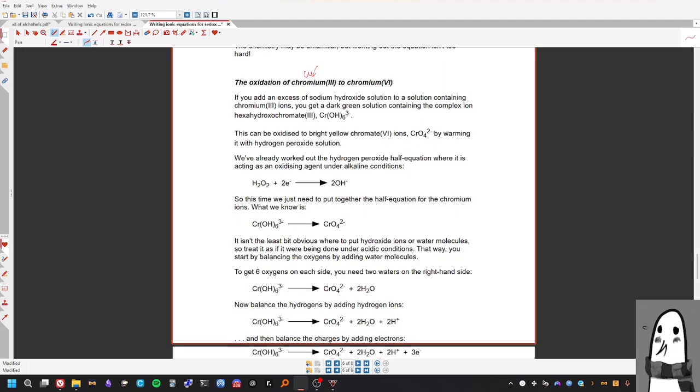But anyways, so if you add an excess of sodium hydroxide solution to a solution containing chromium 3 ions, well, you're getting that final result having a complex ion, hexahydroxychromate. That sounds awesome. Now, this can be oxidized to chromate VI by warming it with hydrogen peroxide. So first of all, how are we getting yellow chromate VI ions? By oxidizing hexahydroxychromate containing your chromium 3 ions. So you're getting chromate 6 from chromium 3 by adding an excess of NaOH solution to a mixture containing chromium 3 ions. Okay, so yes, there you go.